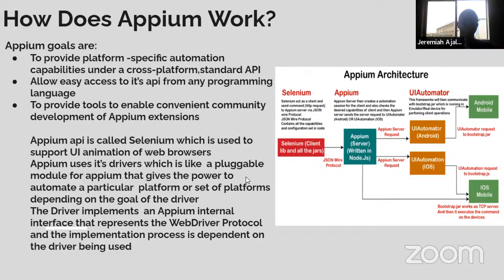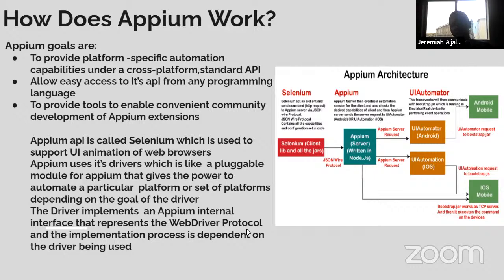If you see, it says the Java implements an API internal interface that represents the web Java protocol. The implementation process is dependent on the Java being used. That means depending on the Java you install, there are different versions of drivers you can use, and that determines how your automation will work. In the diagram again, it goes from Selenium client lib and all the jars to the APM server, written in Node.js because the server was built in Node.js.